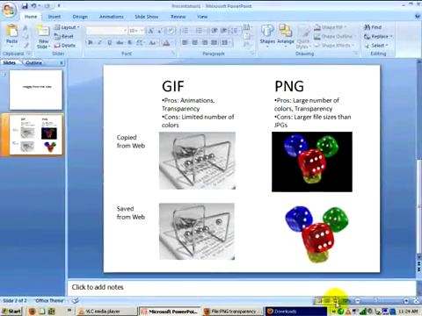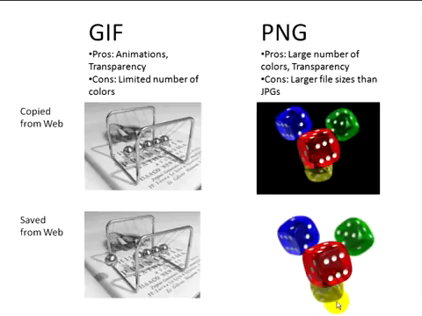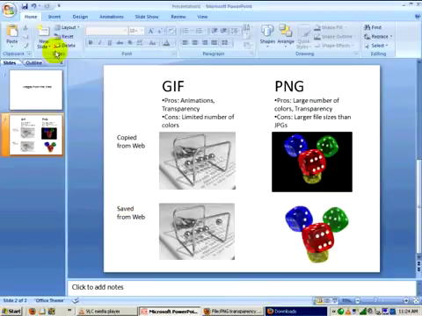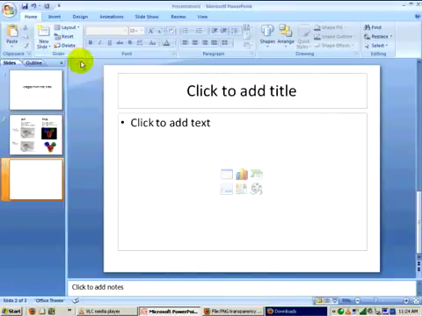So if you're pulling images from the web, you can save them from the web and preserve some of their special features. Or if it's a simple image and you do not care about transparency or animation, you can just simply copy it from a web page.